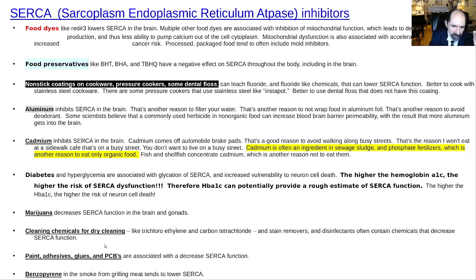Paints, adhesives, and glues and PCBs are associated with decreased SERCA function. Benzopyrene from cigarettes or from grilling meat can impair SERCA. So these are all things you want to watch out for, because anything that's impairing SERCA is going to be messing up your neuron metabolism.